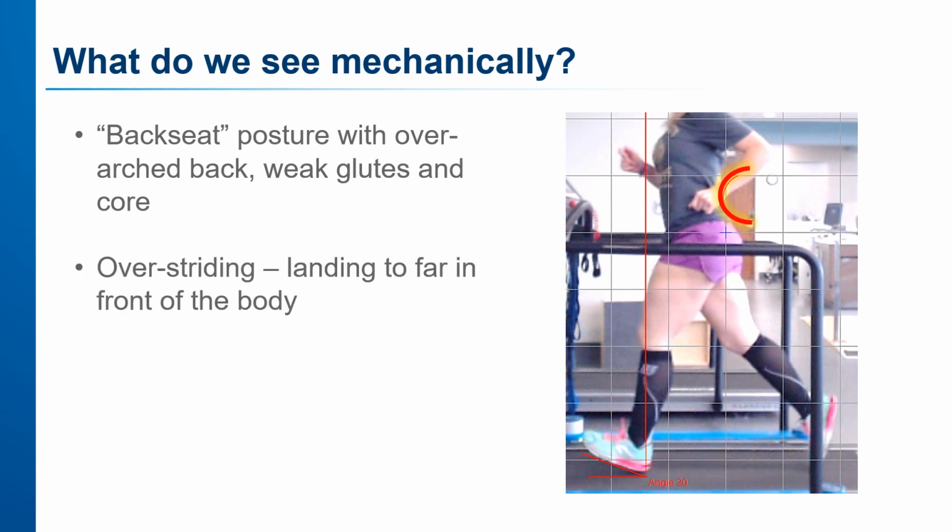And the other big thing we see in this frame is overstriding, with the foot landing significantly far in front of the body. One easy way to measure that is just looking at where the heel touches down, drawing a line straight up, and we see that that passes well in front of her body. Another thing to look at is what's called the foot inclination angle, how the foot hits the ground, and we can measure that angle at about 20 degrees. Anything above 10 degrees has actually been correlated with overstriding.